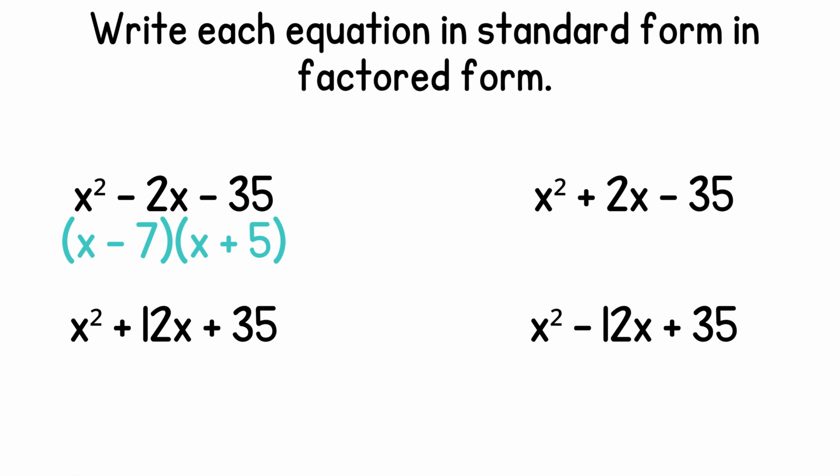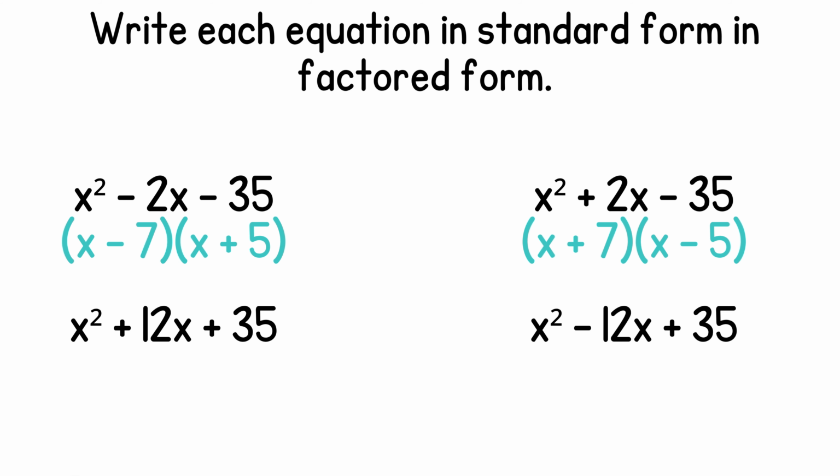Now let's look at the one to the right of it, x squared plus 2x minus 35. So we need two numbers that still multiply to negative 35, but we want them to add to 2. So we'll use the same factors, but now 7 will be positive and 5 will be negative so that we get positive 2.